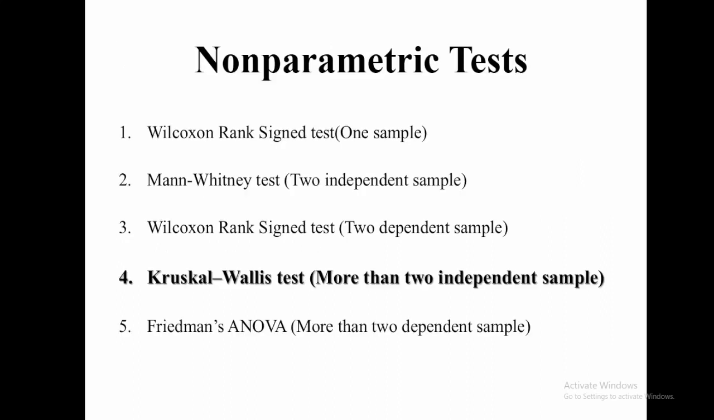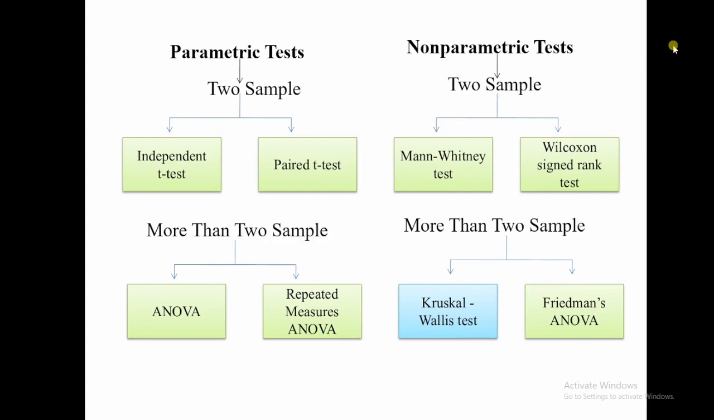The condition for the Kruskal-Wallis test is when we have more than two independent samples. More than two means there may be 3 levels, 4 levels, 5 levels, and more than 5 also. So in this chart we can see parametric and non-parametric tests. Today I am going to explain the Kruskal-Wallis test.